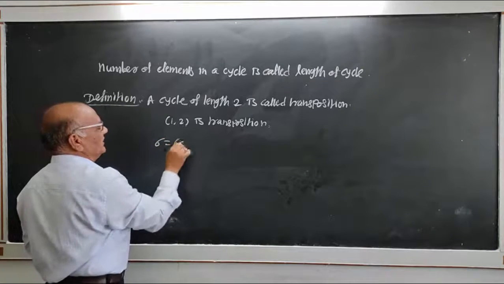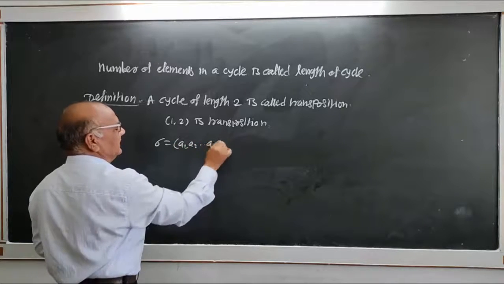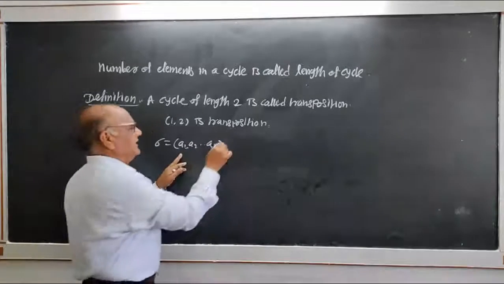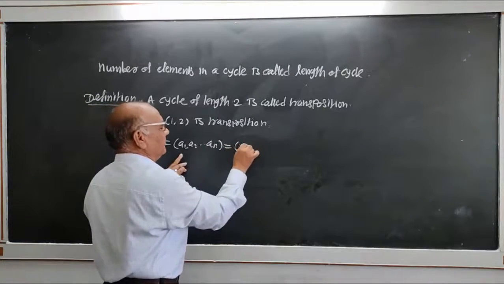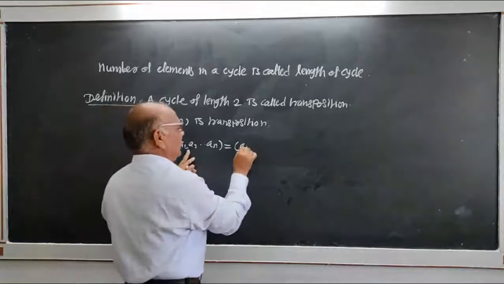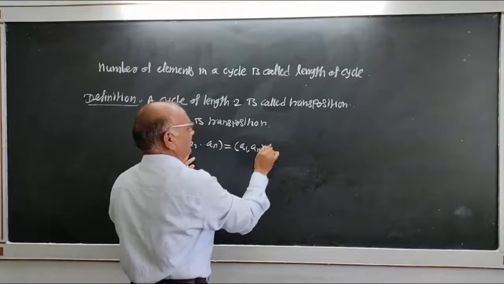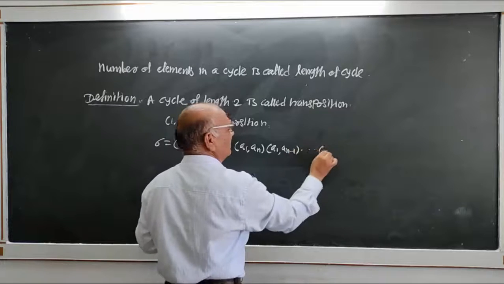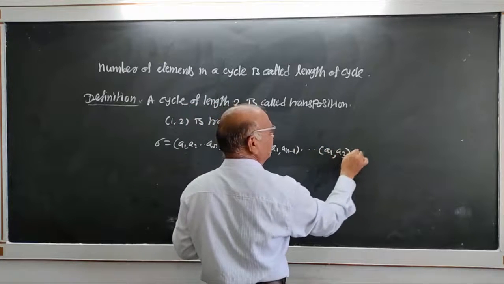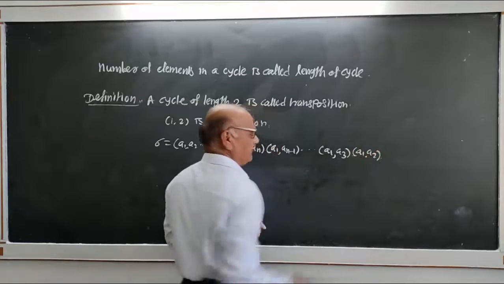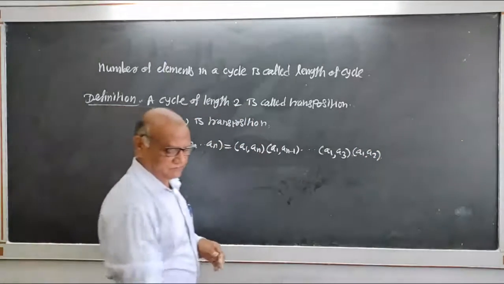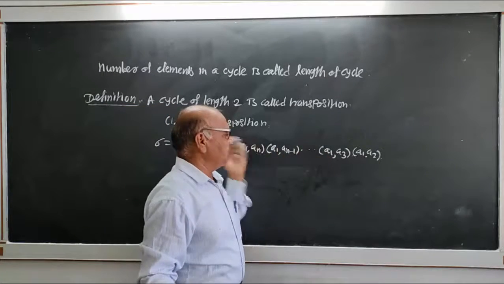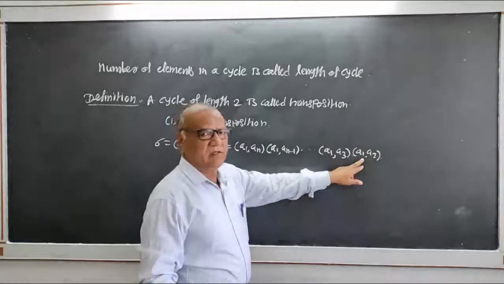Suppose sigma is equal to (A1 A2 ... AN), a cycle. Then this cycle can be written as a product of transpositions: (A1 AN), the second transposition (A1 AN-1), and so on, (A1 A3), (A1 A2). If we take the product of these transpositions, we get this, from right to left.